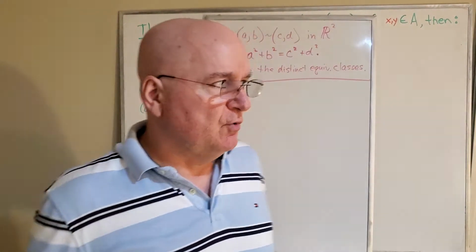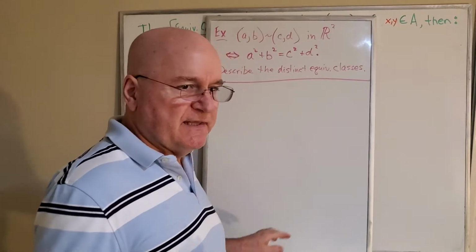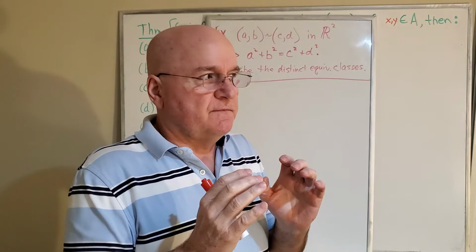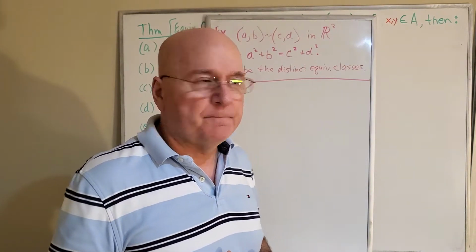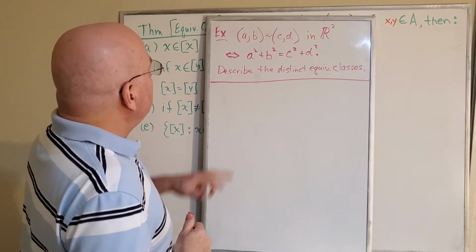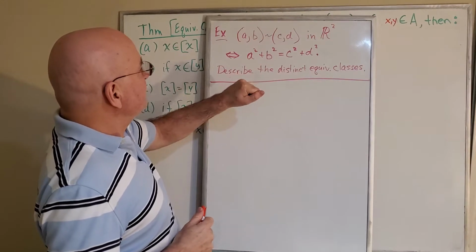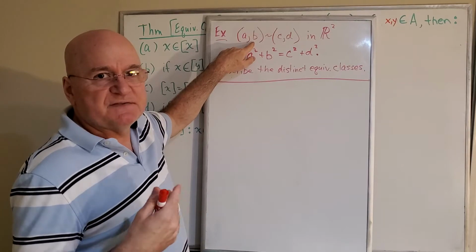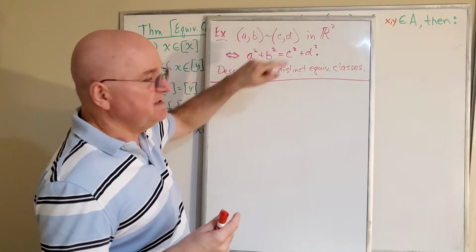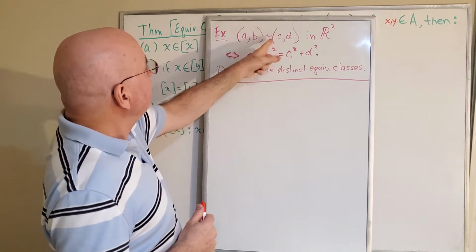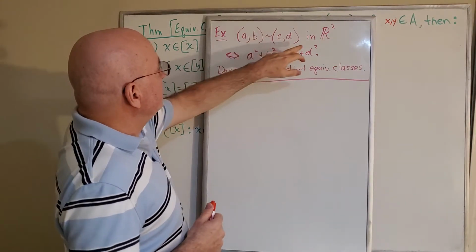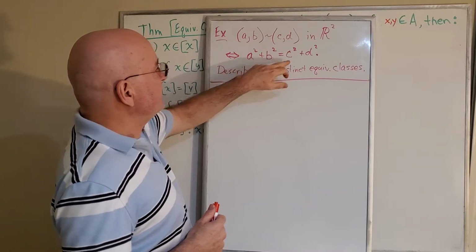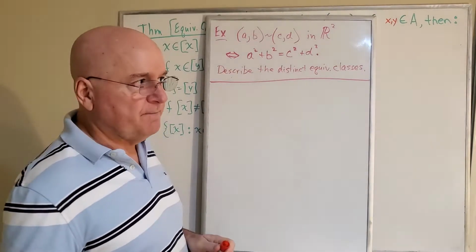In the next example, we're going to have an equivalence relation, and we need to figure out what the distinct equivalence classes are. And it's a really nice one. We're in R squared. So (a, b) and (c, d) are both pairs of real numbers, and they relate to each other in R squared if and only if a squared plus b squared is equal to c squared plus d squared.